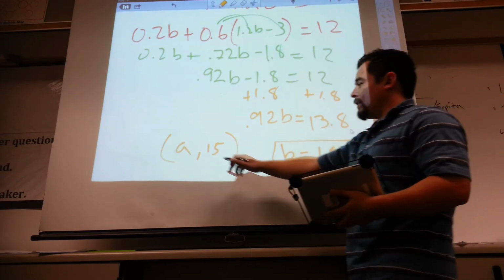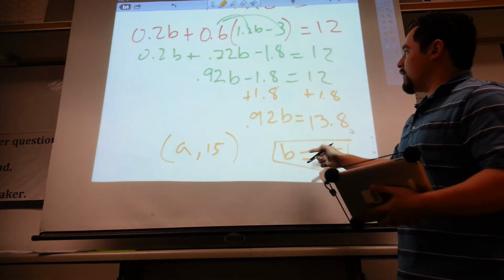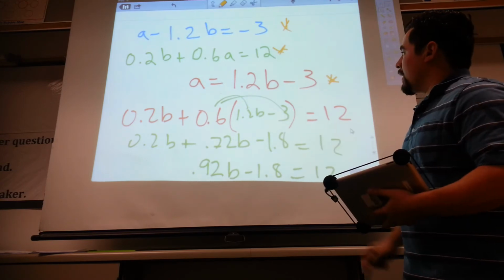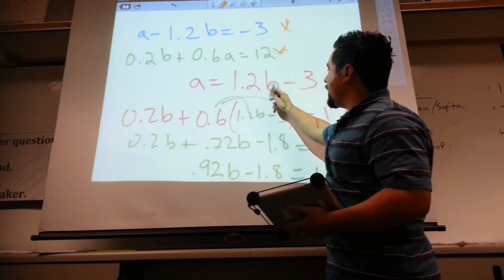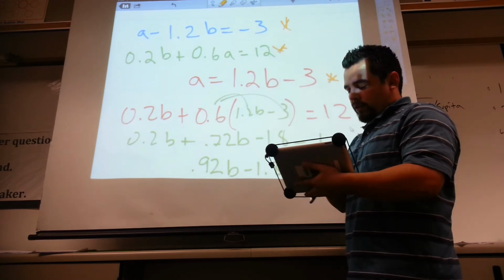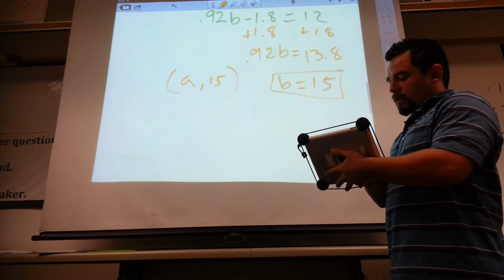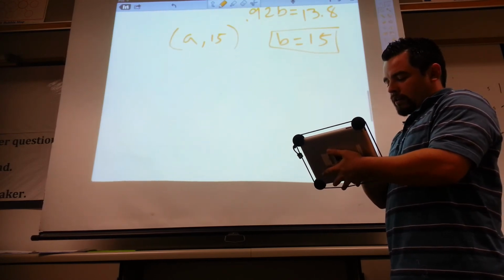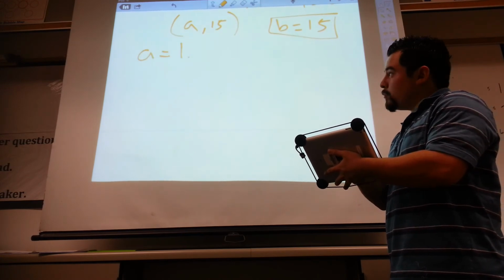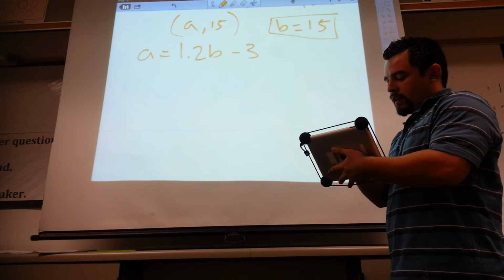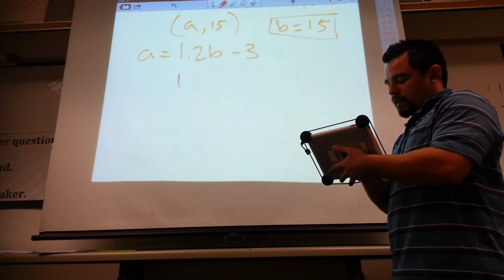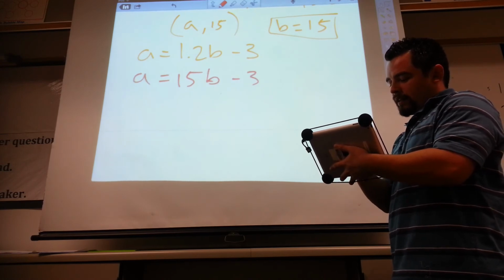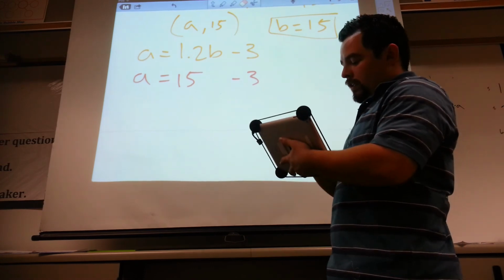I still don't know what A is, so to find A, I'm going to take the value of 15 and plug it in to either here, here, or there. Okay, I'm going to pick this one because it's already set for A. So here I go. It's A equals 1.2b minus 3. And if I plug in 15 in here, minus 3, I'm going to replace the b with what b is. B equals 15.